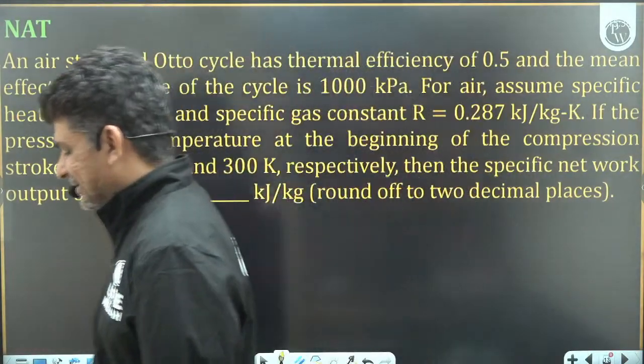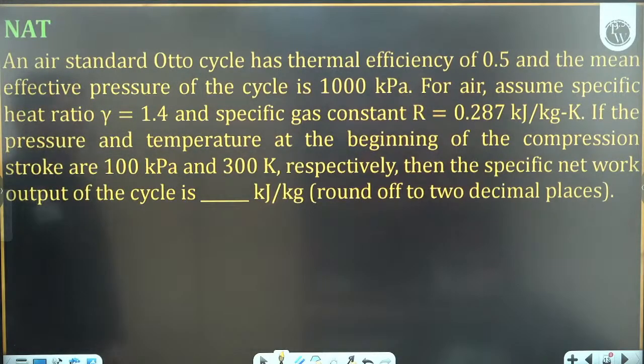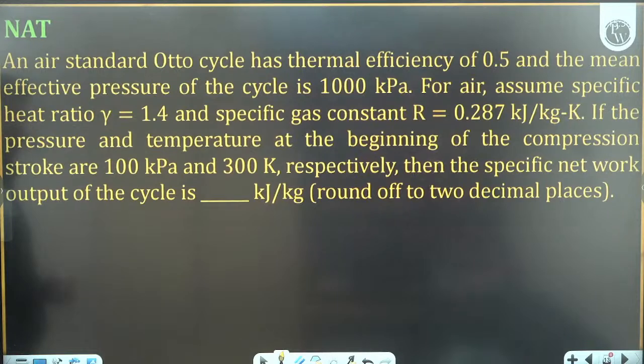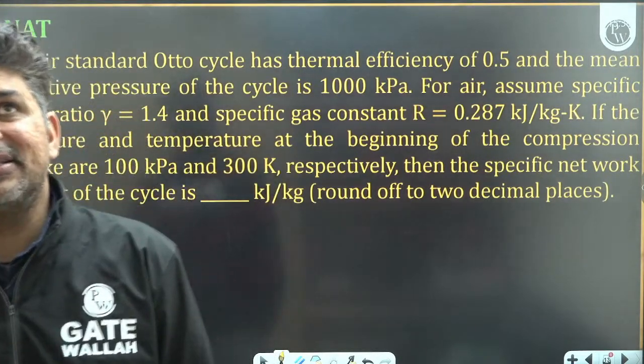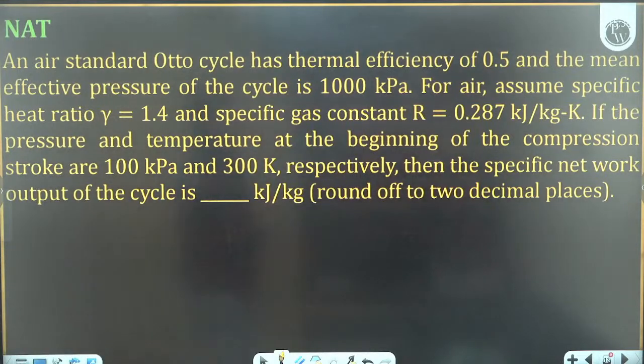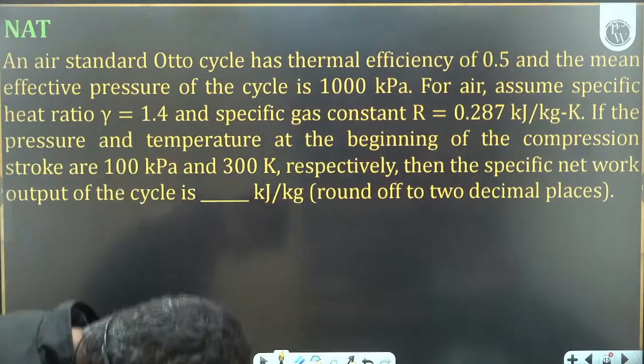It again says an air standard Otto cycle has thermal efficiency of 0.5. Okay. And the mean effective pressure of the cycle is 1000 kPa. This is a very good question, guys. For air assuming specific heat ratio gamma as 1.4 and specific gas constant is equal to 0.287. If the pressure and temperature at the beginning of compression stroke are 100 kPa and 300 K, then the specific net work output of the cycle is kilojoule per kg.